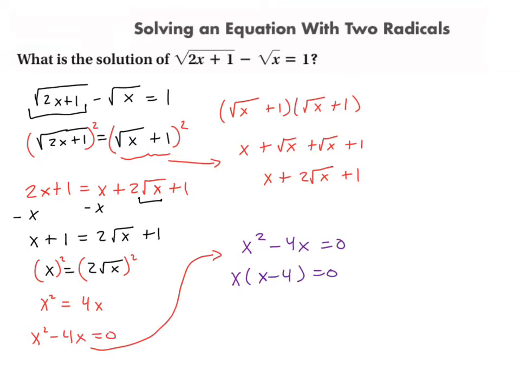In this case, we're going to set each quantity equal to 0, so x equals 0. And here, x equals 4. Then we want to check our solutions. In this case, they both check out, so we're good.